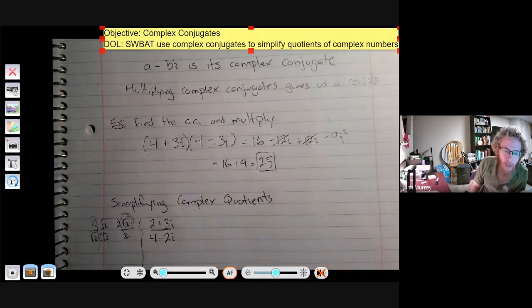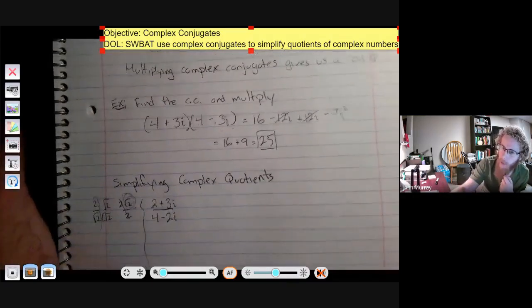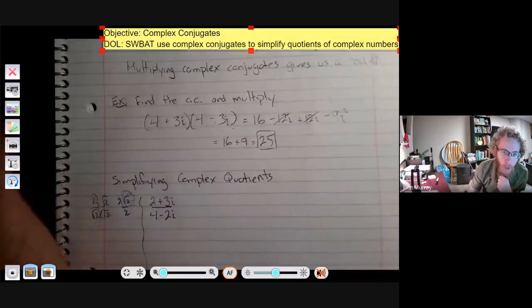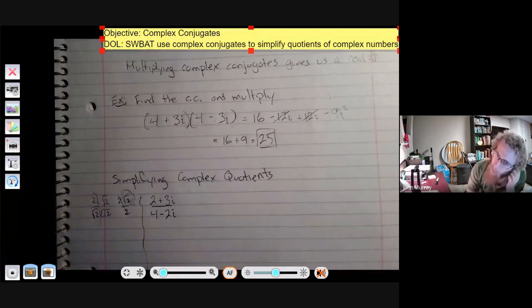So the same holds true for imaginary numbers. We don't like imaginary numbers in the denominator. So you may end up with a situation where you have something like 2 plus 3i over 4 minus 2i. So to simplify this, okay, we want to get the denominator to be a whole number, a real number.